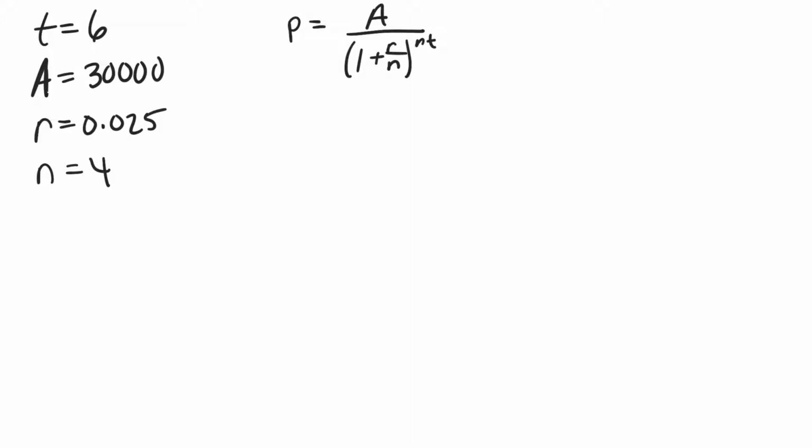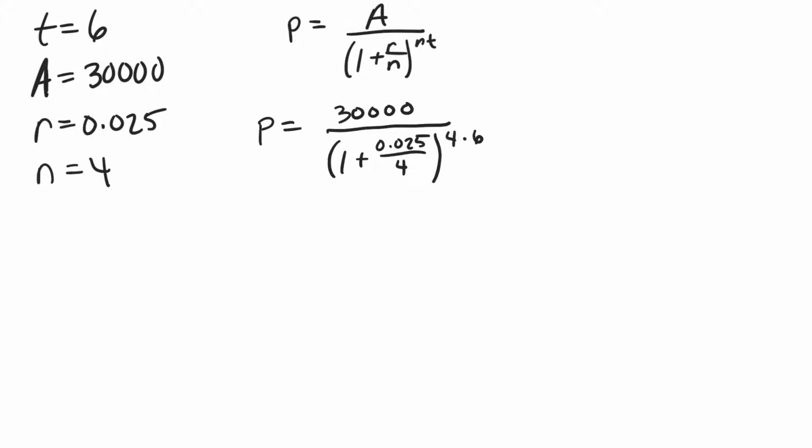So N is 4. The first thing I'll do, using this formula, is substitute in those values for those variables. P is the present value that I'm looking for. A is the $30,000 future value. 1 plus the rate divided by N, how many times it's compounded, and then N times T, how many times it's compounded times the time, which is 6.